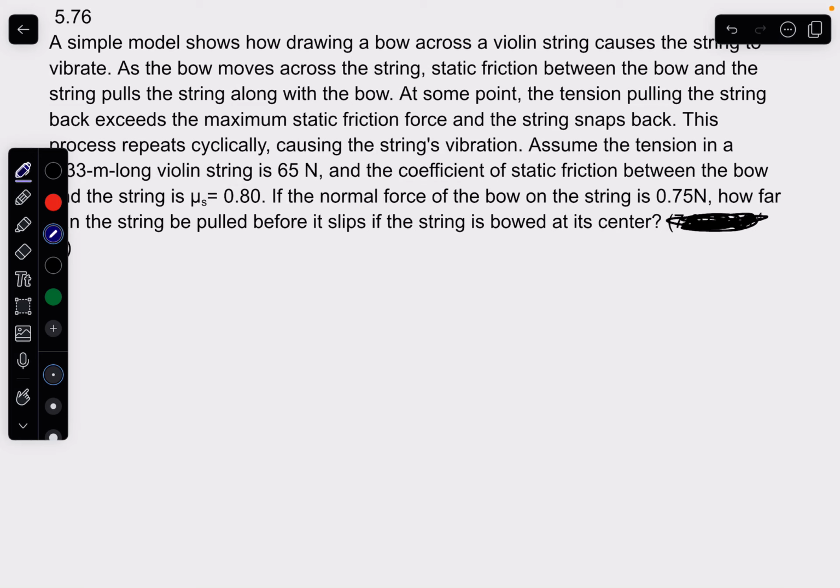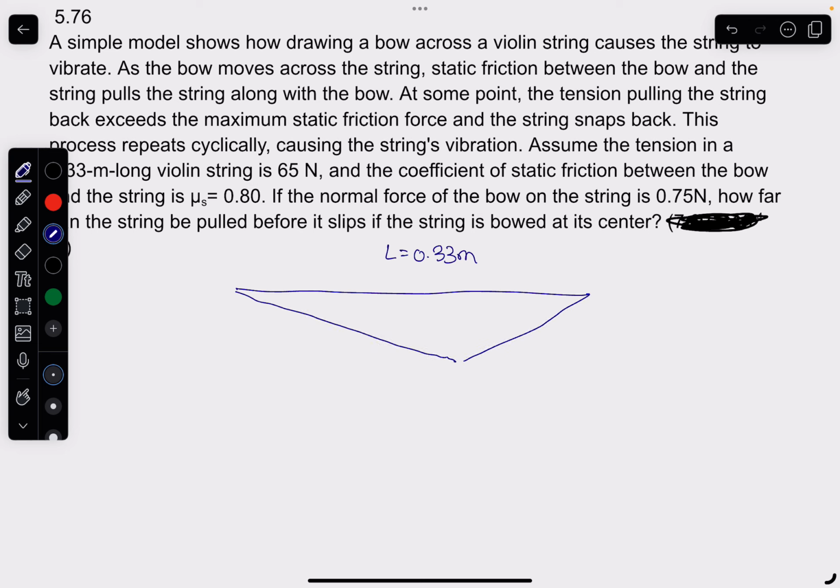Problem. It's all about drawing the correct structure, right? So you've got a bow with a string on it, and we know that the length of this is 0.33 meters, right? And then when you bend the string with the bow, the string is going to be stretched that way, and what you're trying to do is solve for D.